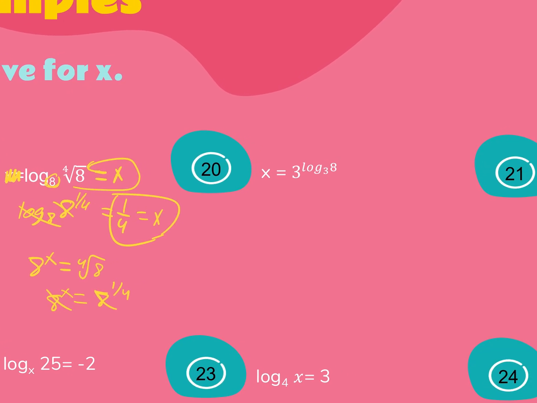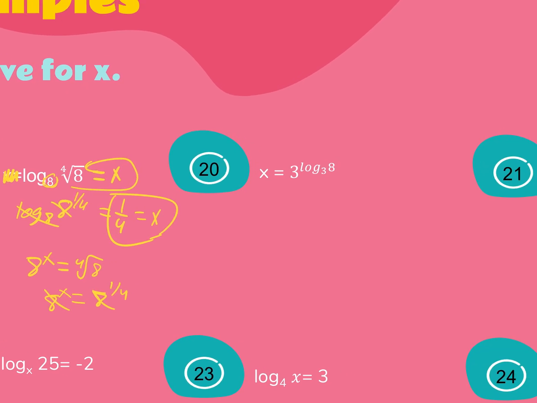And then this one, number 20, this is what I added on to that one slide with the properties. If you have the same base in both the log and the exponent, it doesn't matter what order they show up in, right? As long as they have the same base, they're going to cancel out. So this one, for example, 3 and log base 3 are going to cancel out, and you get x equals 8.